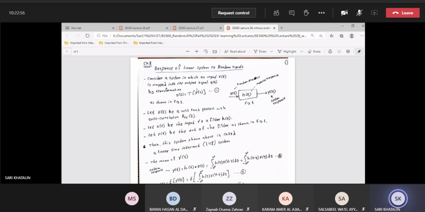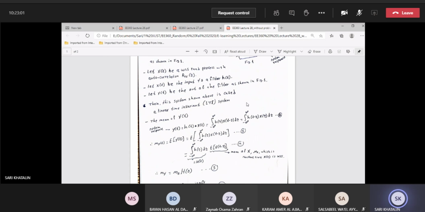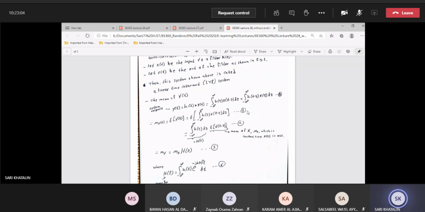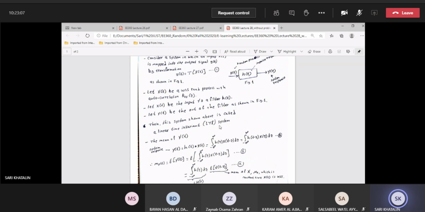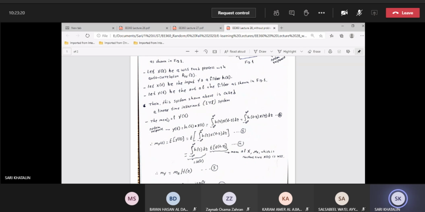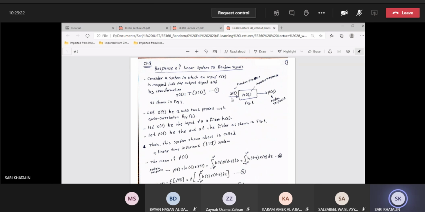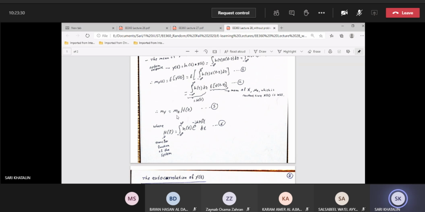In chapter 8, we introduced this LTI system. The reason we call it LTI is that the input is a random process that is wide-sense stationary, so time has no impact on it. It's not going to change with time. Then we found the mean by taking the correlation between the input and the filter h(t), and we showed the mean for the output.